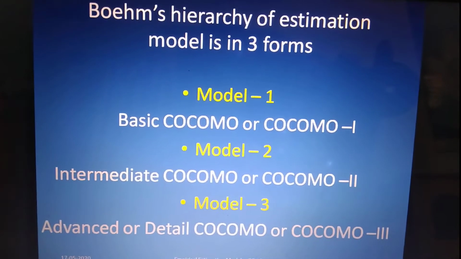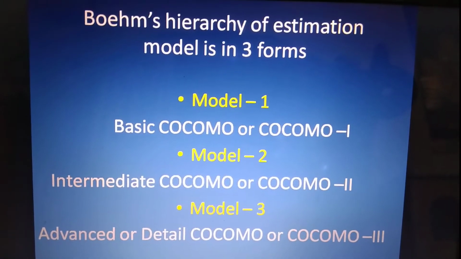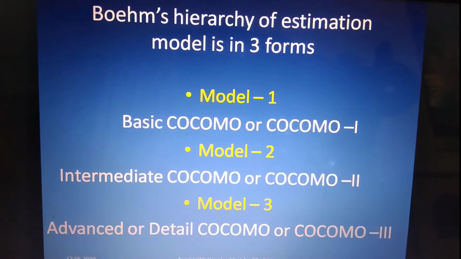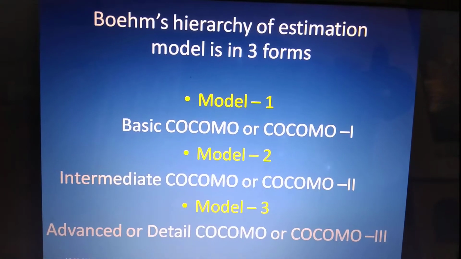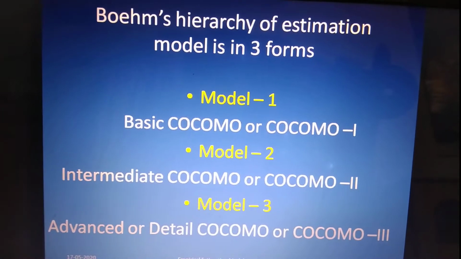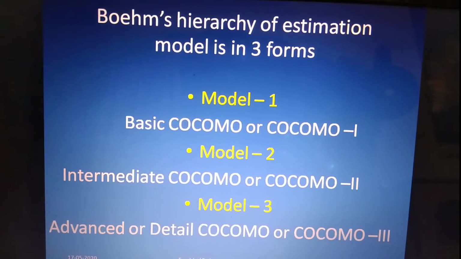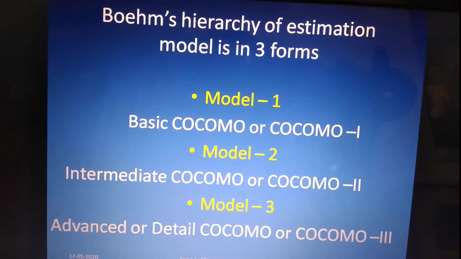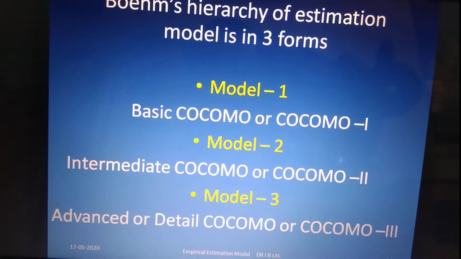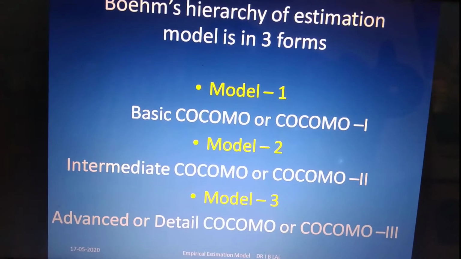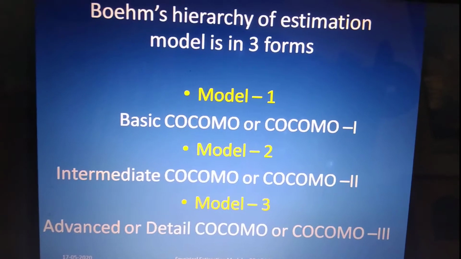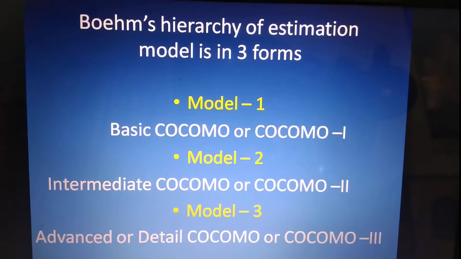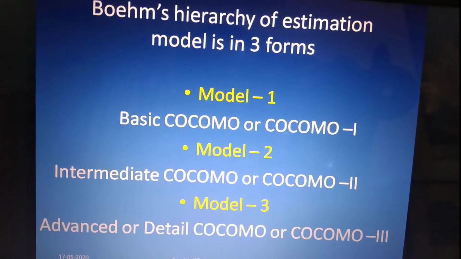Barry Boehm proposed three models in hierarchy. First one is model 1, which is also known as basic Cocomo or Cocomo 1 or simple model. The second one is intermediate Cocomo or Cocomo 2, and the third one is advanced or detailed Cocomo or Cocomo 3. Basic Cocomo model gives us the least accurate estimation, that is the rough estimation. Alternatively, more accurate estimation is done with the intermediate Cocomo model, and if we desire the most accurate estimation, closer to the exactness, then Barry Boehm proposed advanced or detailed Cocomo.